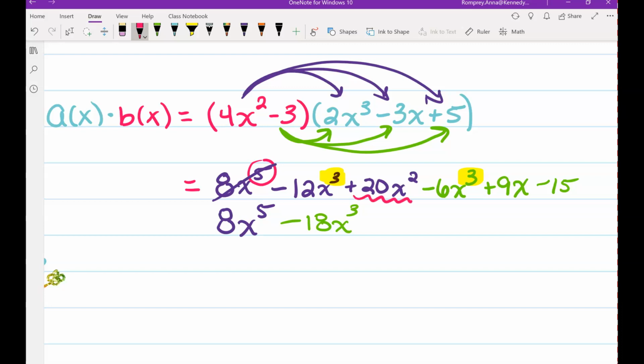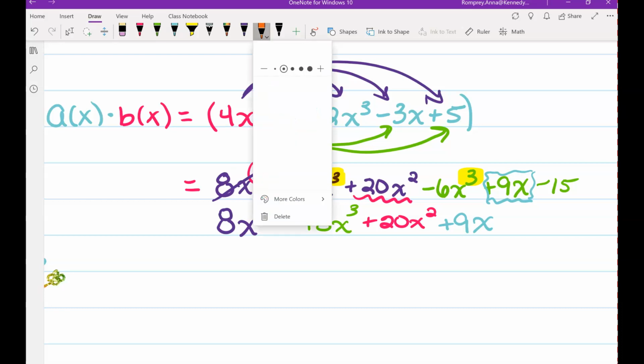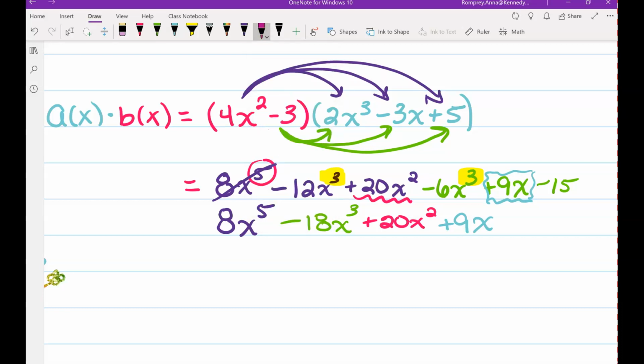And now let's go to our x squareds. So positive 20x squared. Oh, that's the only x squared. Okay, so I bring that down. Then we have a positive 9x, my only x, and then negative 15. So minus 15. So this is a of x times b of x.